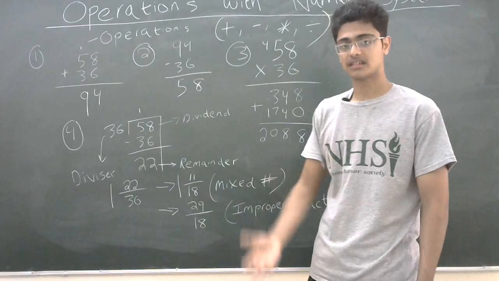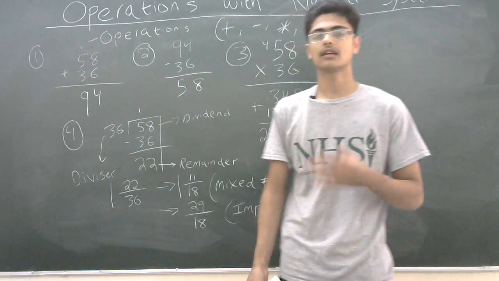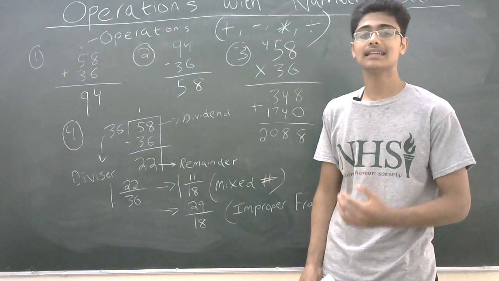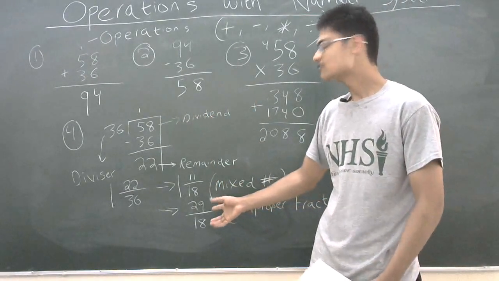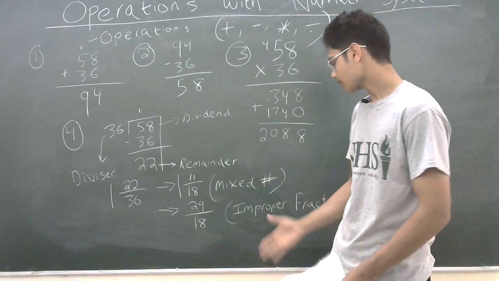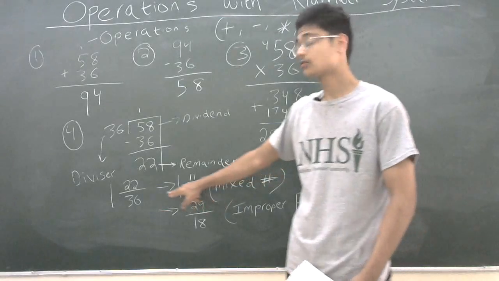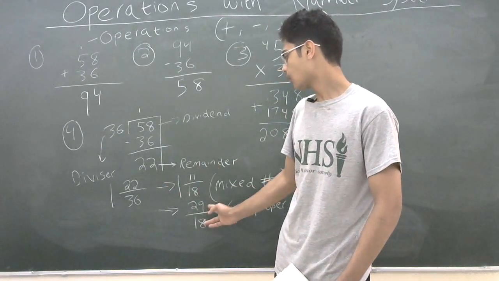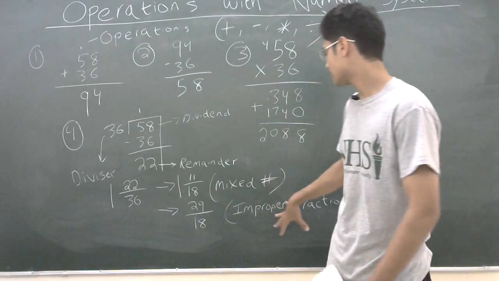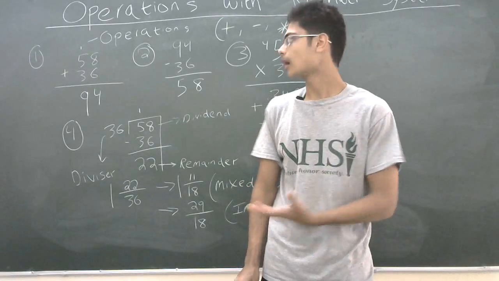Now this is a mixed number. Now if you want to write this as an improper fraction, you really have to think of this as 1 is really 18 over 18 plus 11 over 18. That gives you 29 over 18, which is the improper fraction. So really what you're doing is 18 times 1, 18 plus 11, 29 over 18. So this is the improper fraction. So here I have just listed the basic rules with operations.